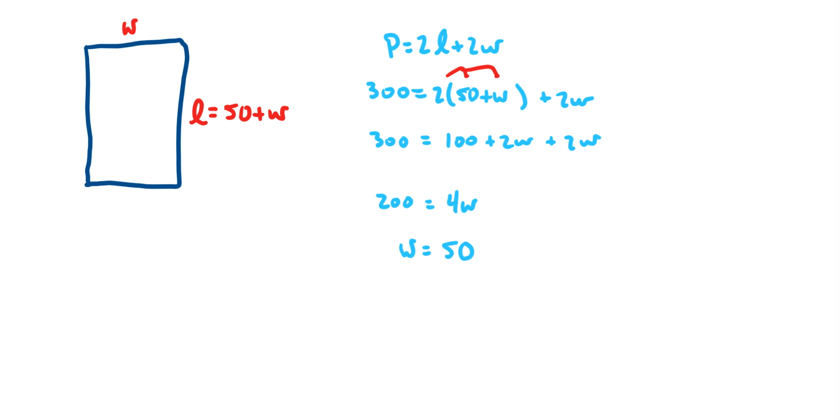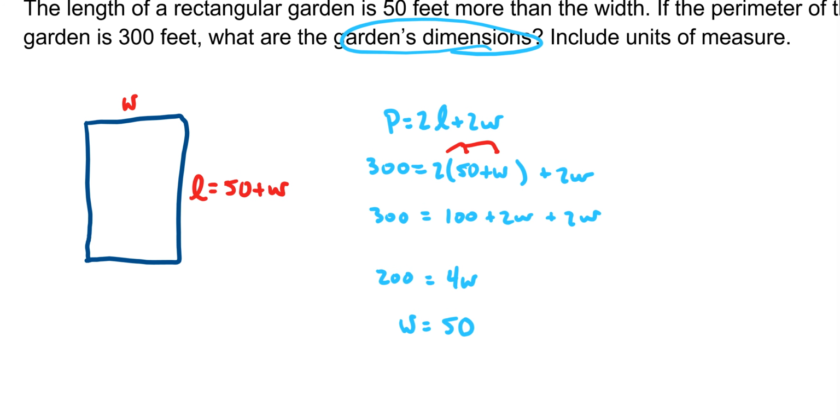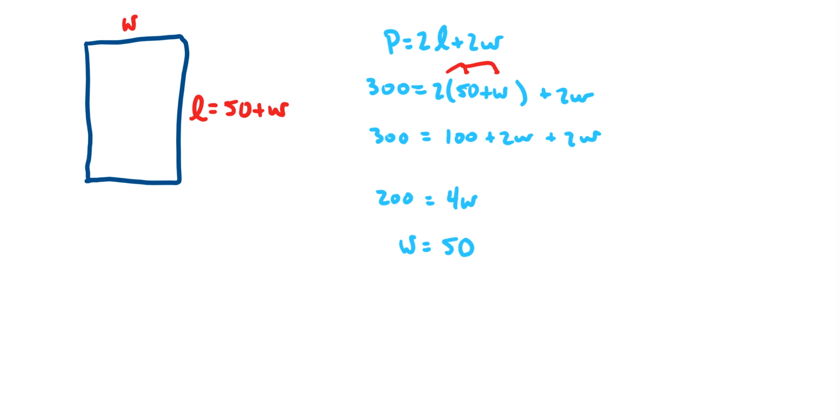200 divided by 4 gives us 50. So once again, we want the dimensions. That means we want all of the variables for the sides of the rectangle. So we want W and L. And then this is in feet once again. So we just found that W, the width, is 50 feet, but we still need the other dimension, L. We know L is 50 plus W, so that's going to be 50 plus 50, plugging in the value for W that we just found, which means the length is 100 feet.